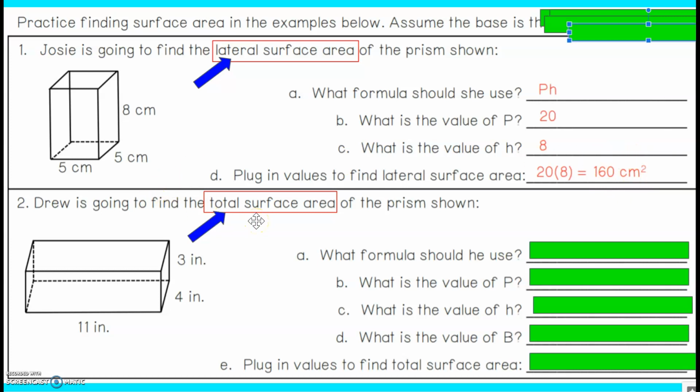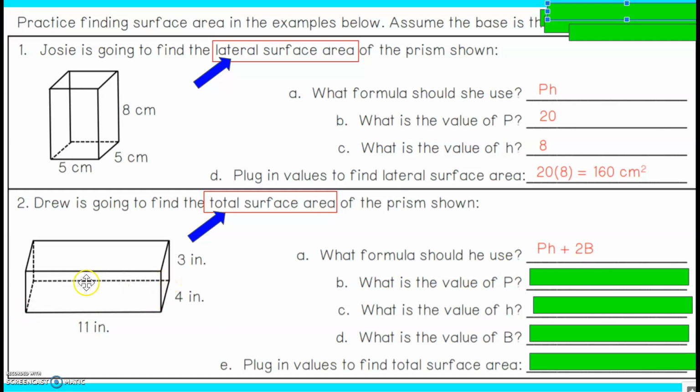Well, this time it's asking for the total surface area. So I'm going to tell you we are going to use the base of this bottom part right here and this top part right here, just because we want to all be on the same page. Now, because it's total surface area, even if we pick different bases, we'll get the same answer. So our formula is going to be perimeter of the base times the height of the figure plus 2 times the area of the base. So for our perimeter, we have 11 plus 4.